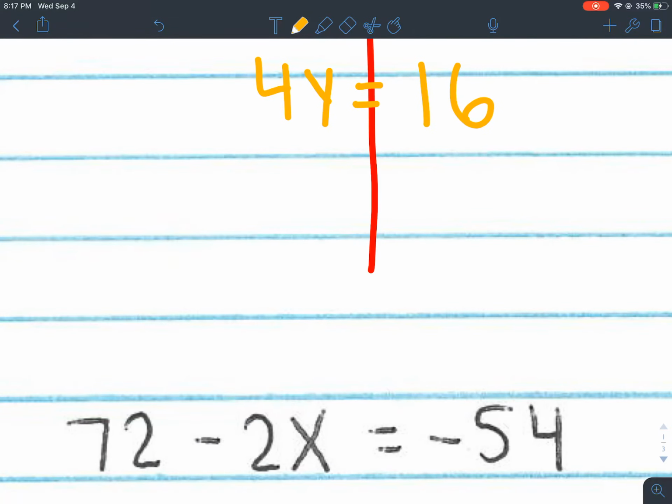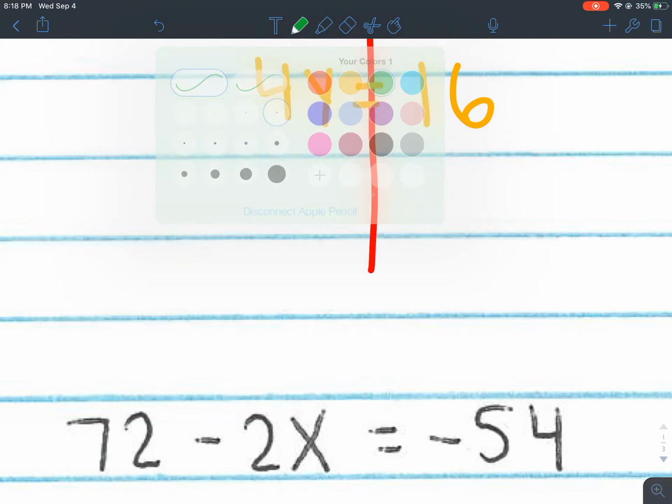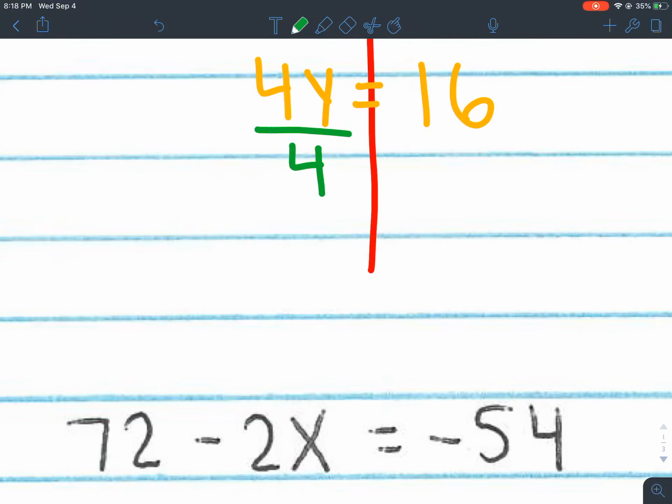Once I'm at this step, 4 and y are connected by the operation of multiplication, so the inverse of that would be division. So I'm going to divide both sides by 4. So 4 divided by 4 is 1. They cancel. I have y equals 16 divided by 4, which is 4.